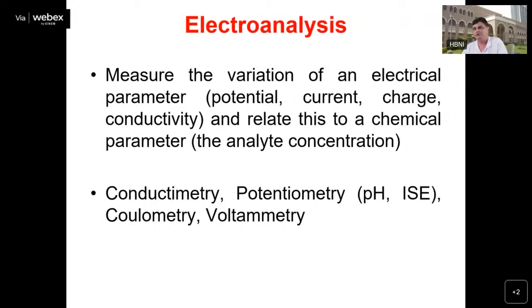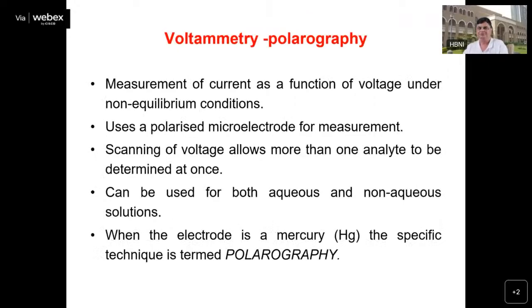Now, what is electroanalysis? It measures the variation of electrical parameters, maybe potential, current, charge, or conductivity, and relates this to a chemical parameter. The chemical parameter in our case is the analyte concentration, because in all our cases our interest is just to know the concentration of the analyte. The methods which can be used are conductivity, potentiometry, coulometry, and voltammetry.